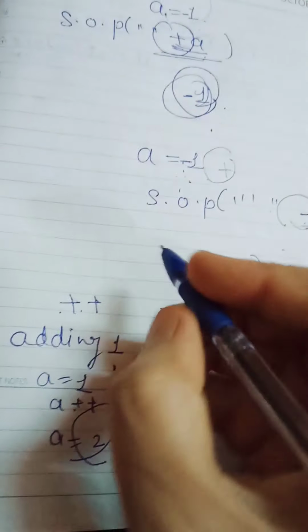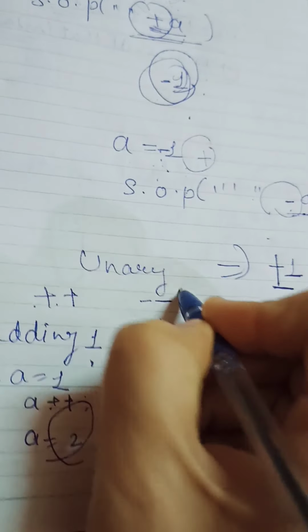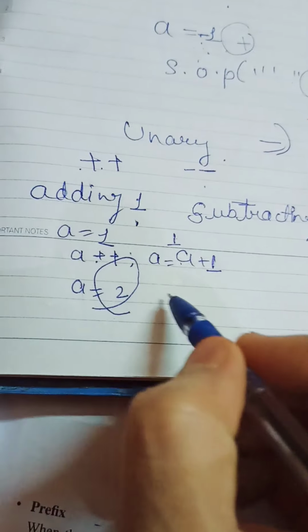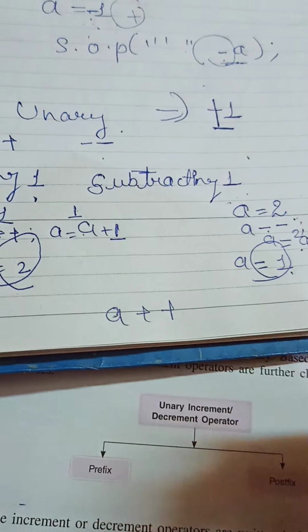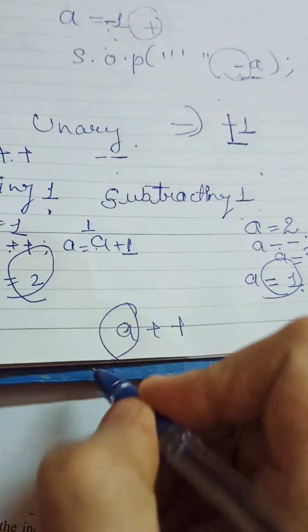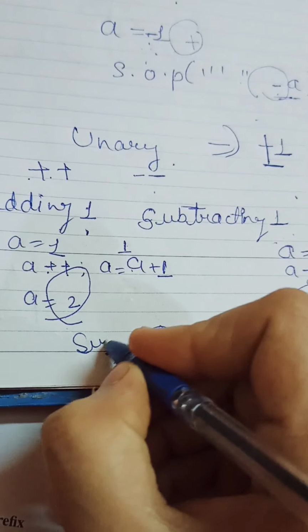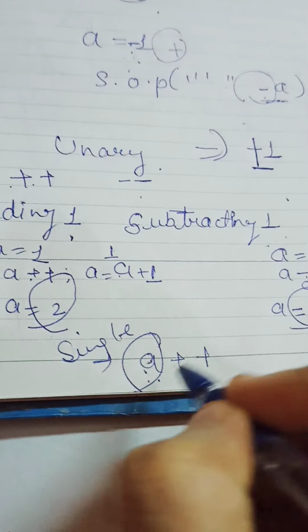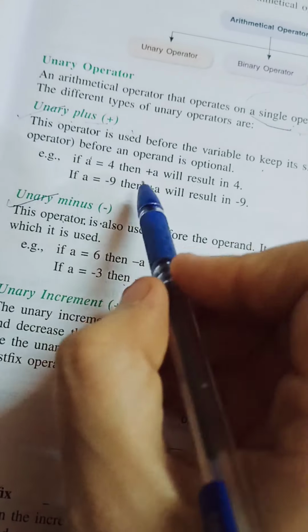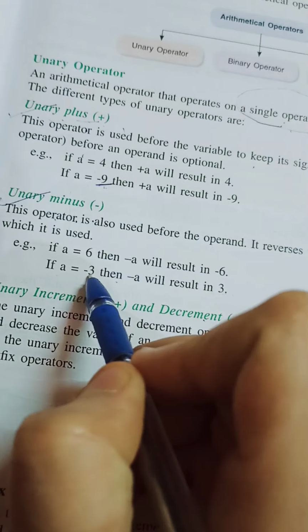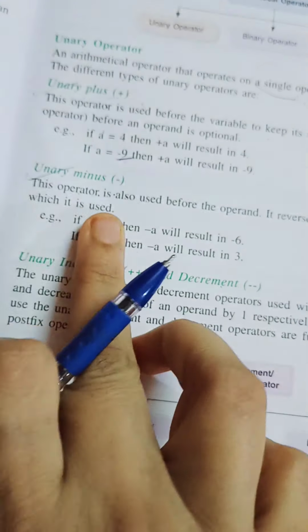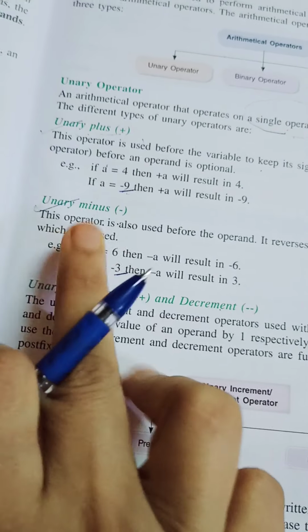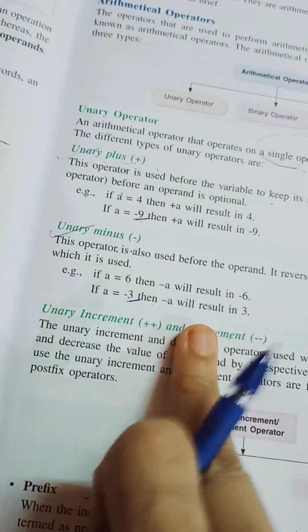Both are types of unary operator only. As you can see here, if I am writing A plus plus, the point to be noted is that the operand is single only. And because we are performing the operation on a single operand, this operator is called a unary operator. Here also, unary plus and unary minus, my operand is single. So that's why this operator is called unary, because it has a single operand only.